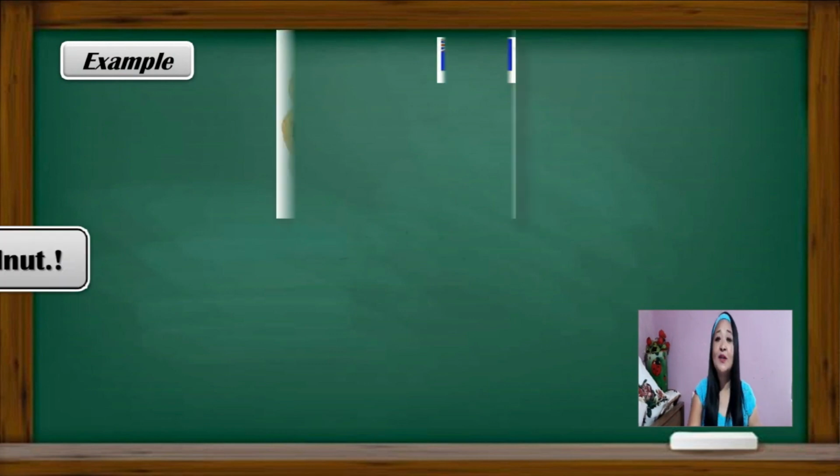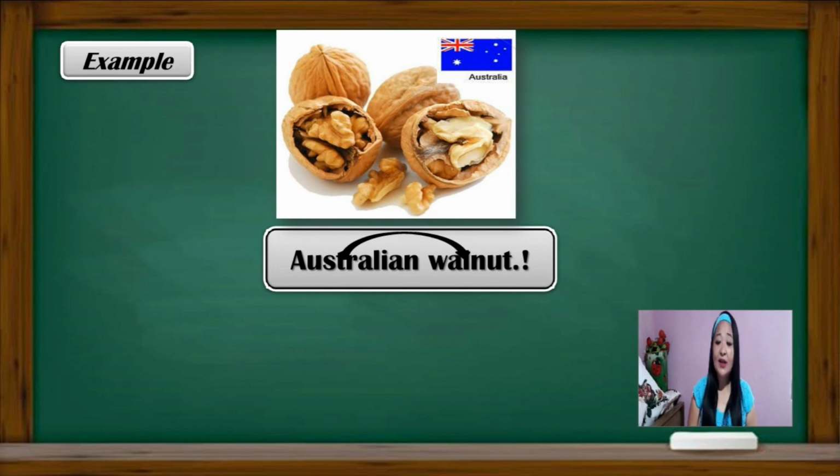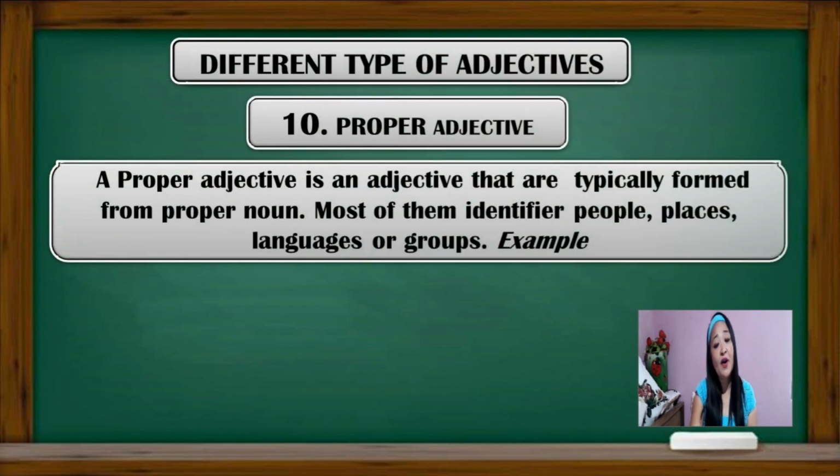Just see the example that runs on your screen. Okay, Australian walnut. When I say Australian walnut, the word Australian is an adjective which describes the noun walnut here. But the word Australian is derived from the word Australia. Australia is a noun, right? And the word Australian is an adjective. It describes the noun walnut. The adjective Australian is formed from the noun Australia. You understood? So this kind of adjective is called what? It is called a proper adjective.